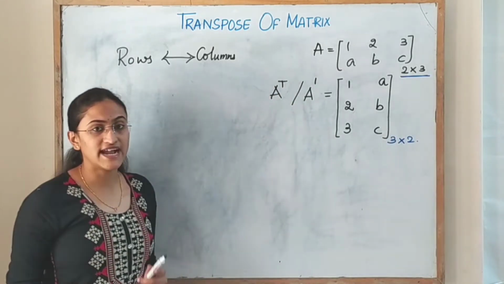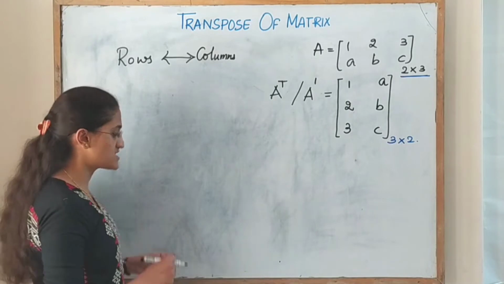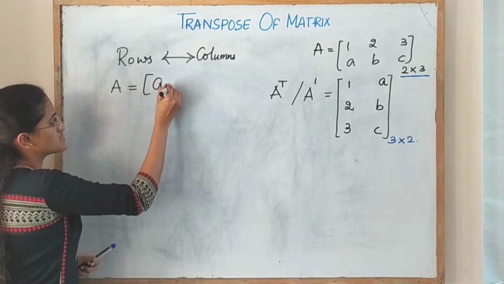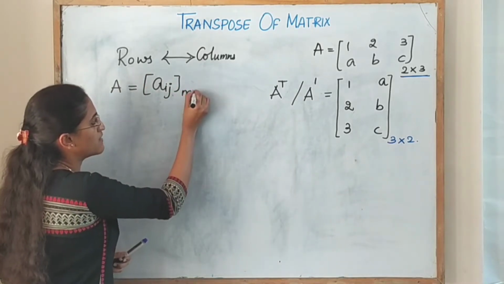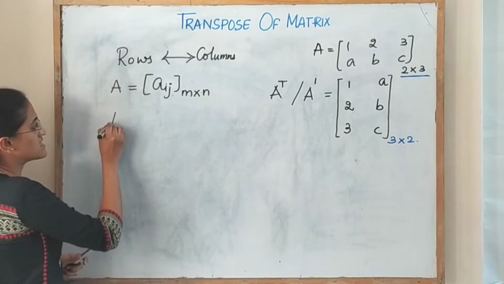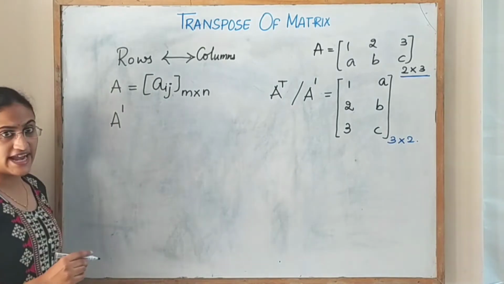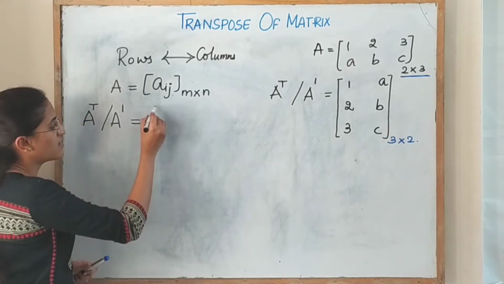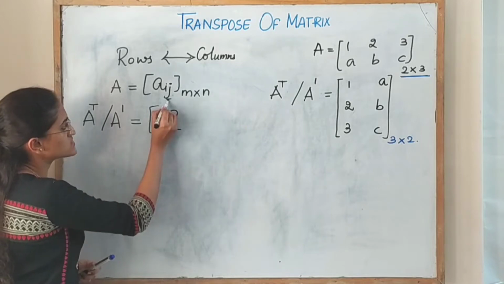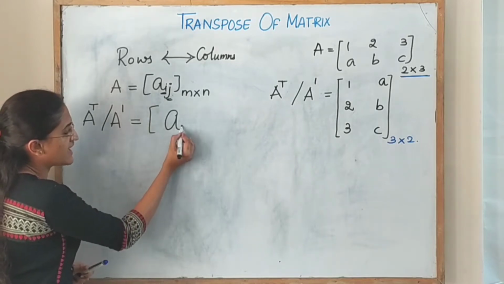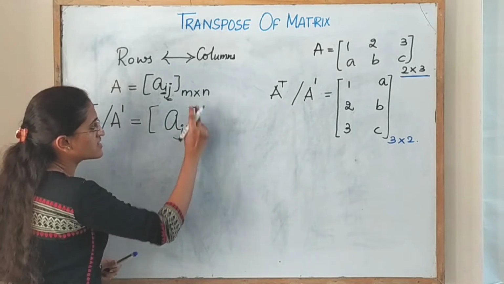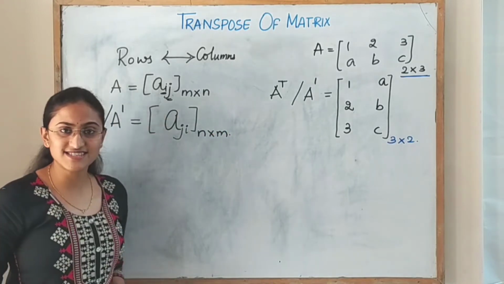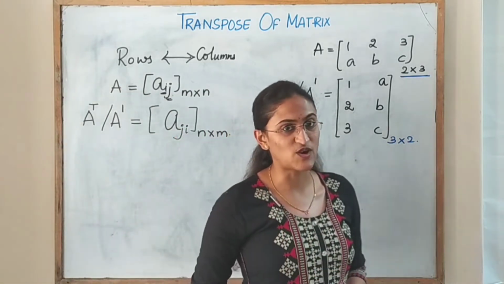Right? Formally, writing the definition of the transpose of a matrix, if we are given a matrix A, that is Aij of order m cross n, then the transpose of this matrix, that is A dash or A transpose, is given by interchanging the rows and the columns, and hence we get Aji. The order will also be interchanged and hence we get n cross m. This is the formal definition of the transpose of a matrix.